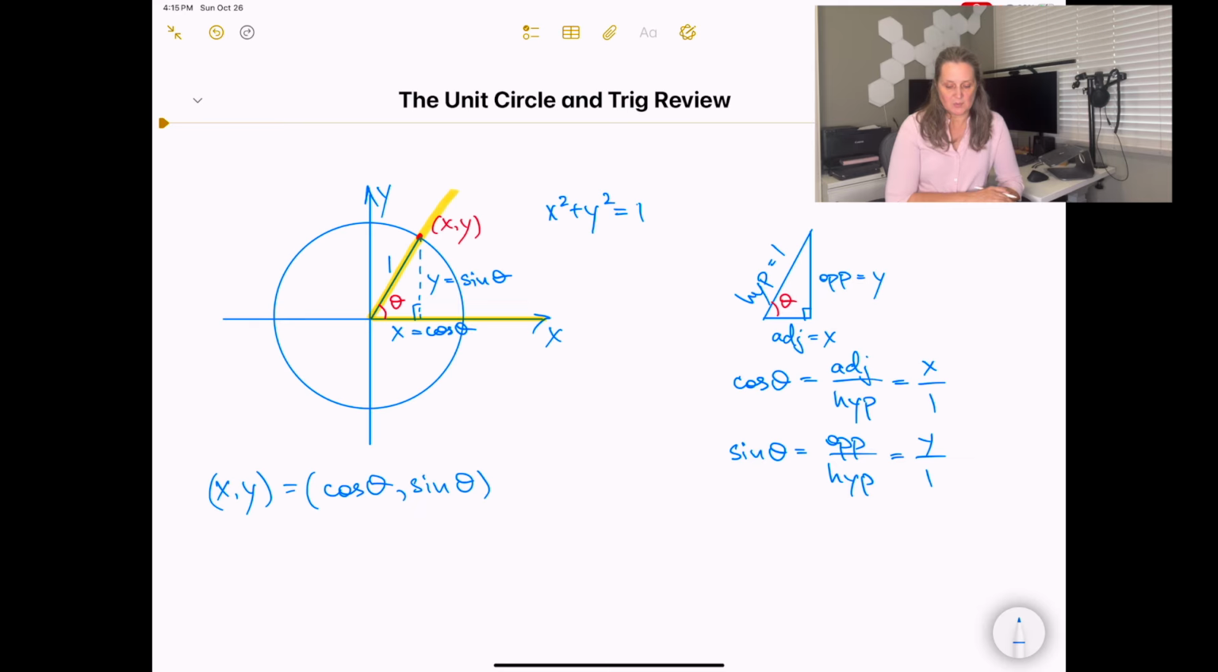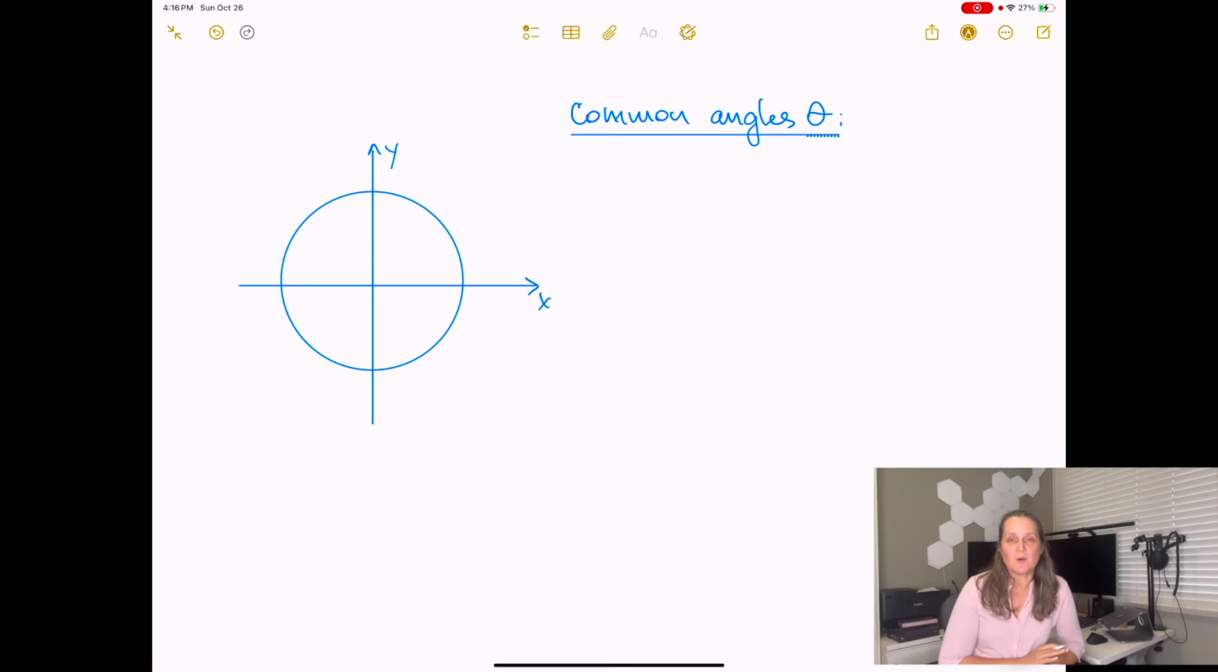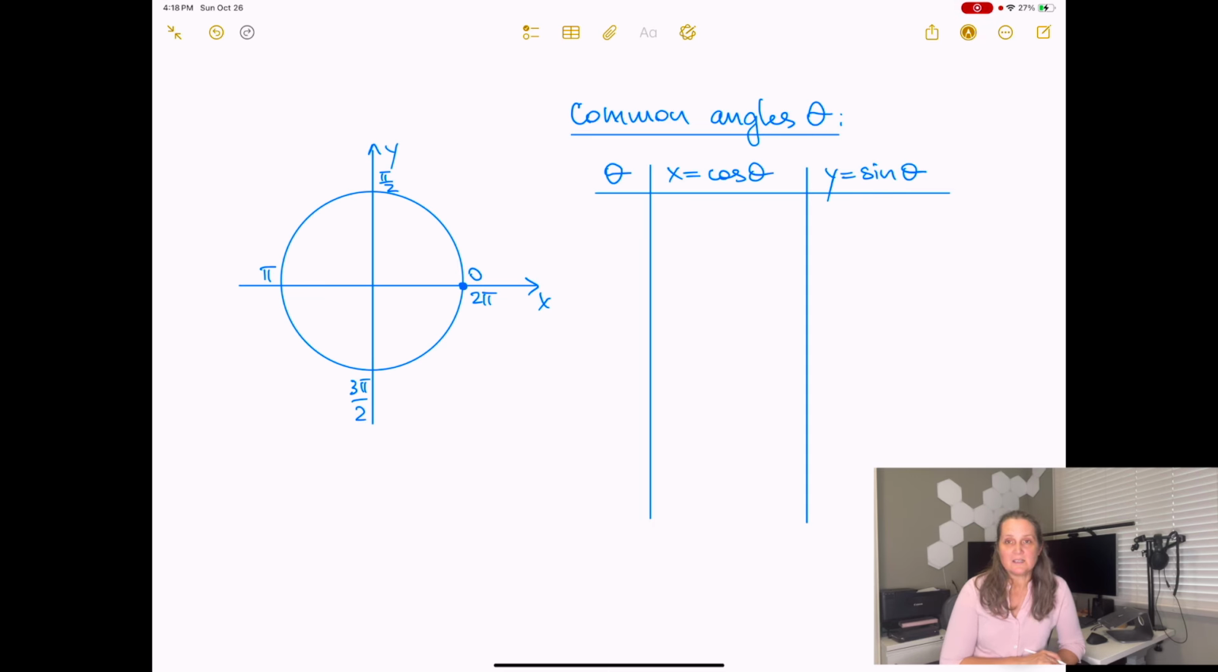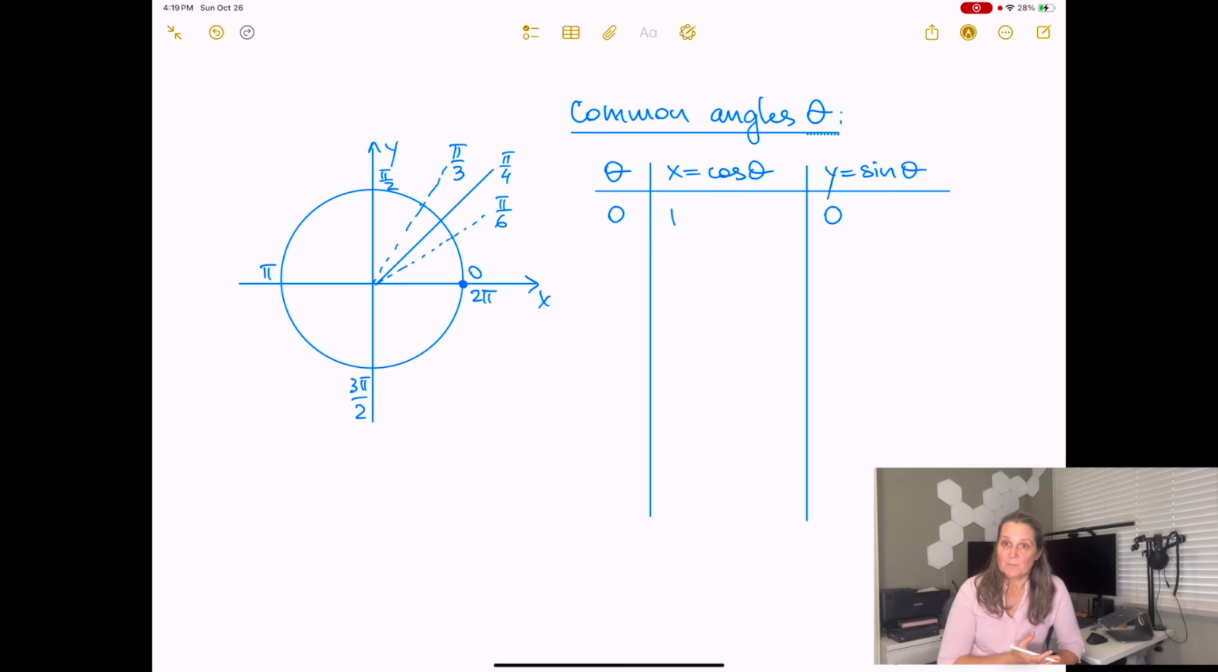contains the point x, y. There are some very common useful angles of theta for which we are expected to remember the values of the cosine and the sine. When the angle theta is equal to 0, this corresponds to the point with the xy coordinates equal to 1, 0. The other useful angles are pi over 6, pi over 4, pi over 3, pi over 2, pi, 3 pi over 2, and 2 pi.